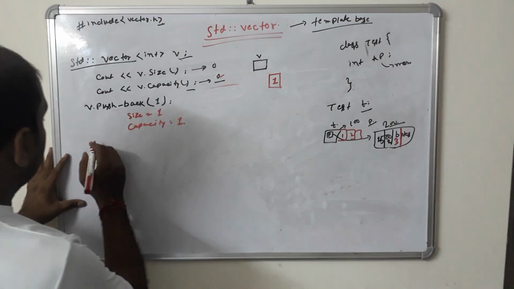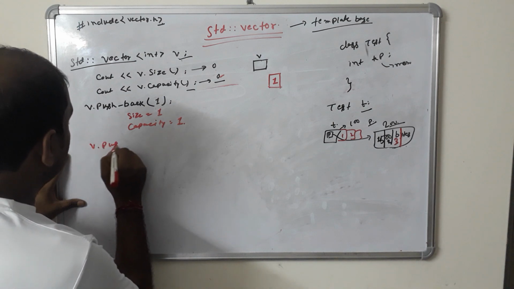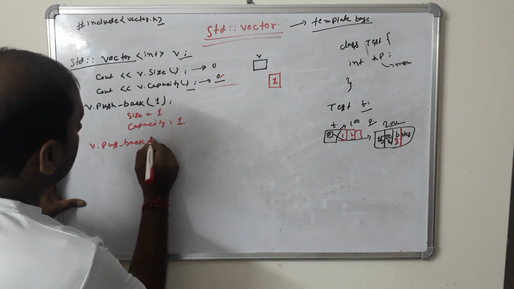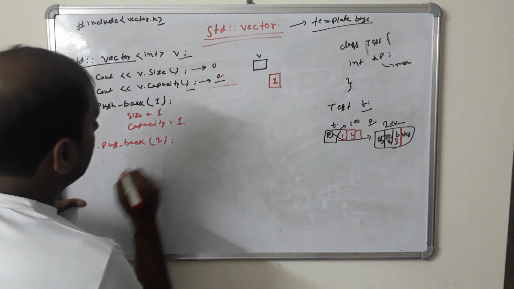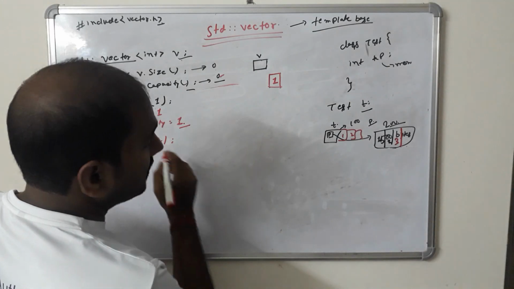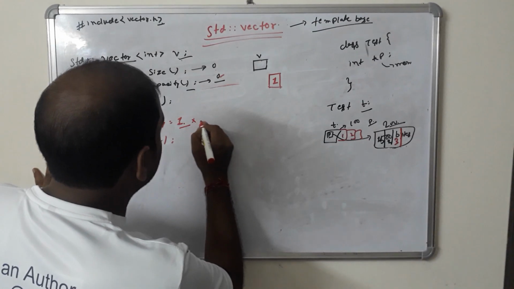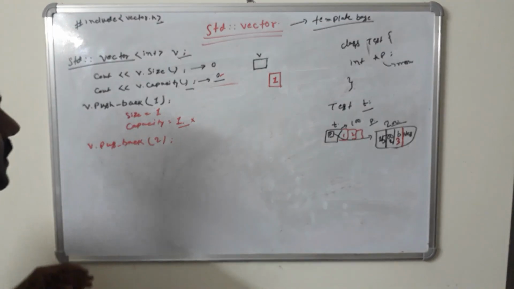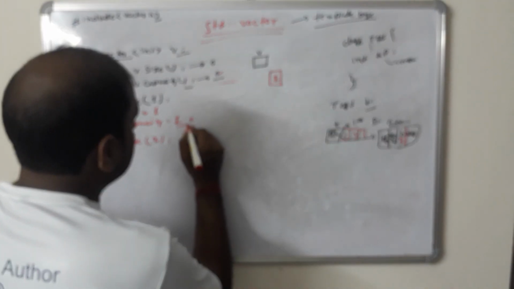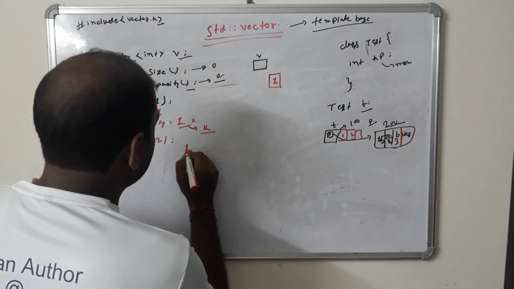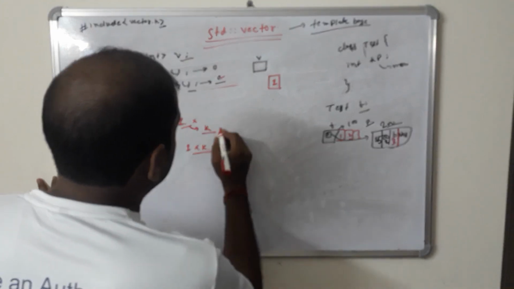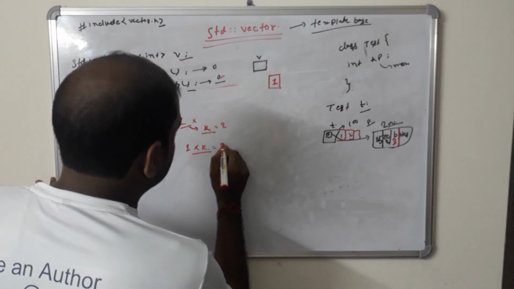Clear? Now I inserted another element here, v.push_back(2). Again capacity is 1, and we inserted the second element. So what it will do, it will increase the capacity, as I explained in the previous example, by multiplying. Let's say there is a k factor concept. Vector will increase the capacity by 1 into k. Let's say I am assuming k is equal to 2 here. So the capacity will be 2.